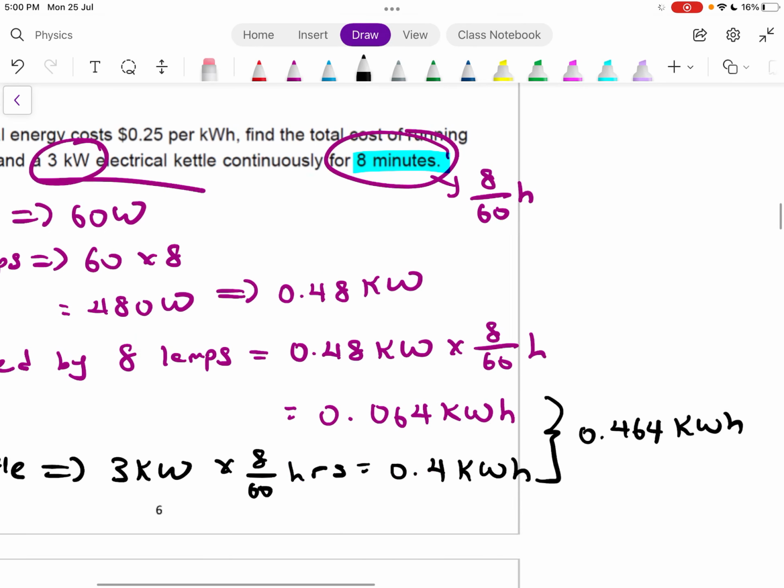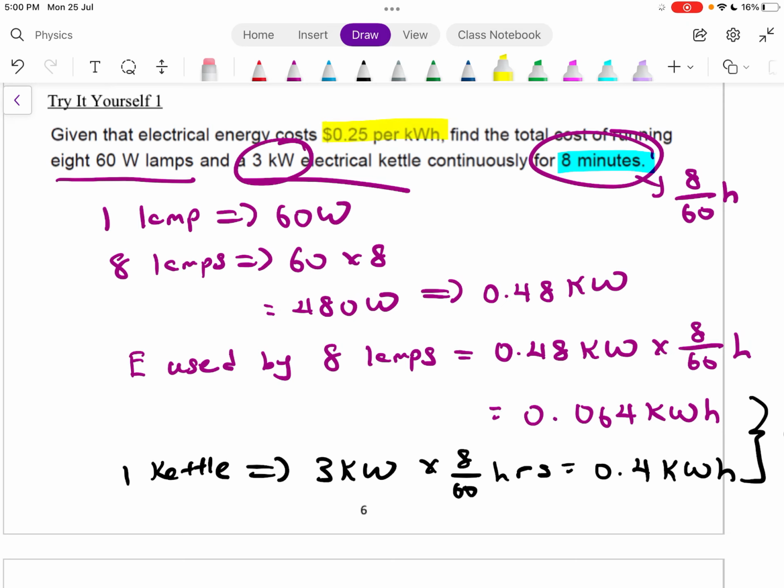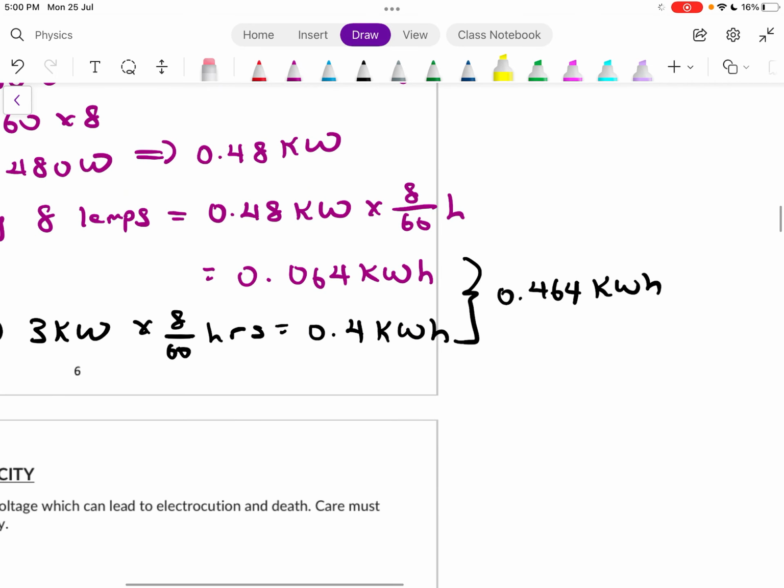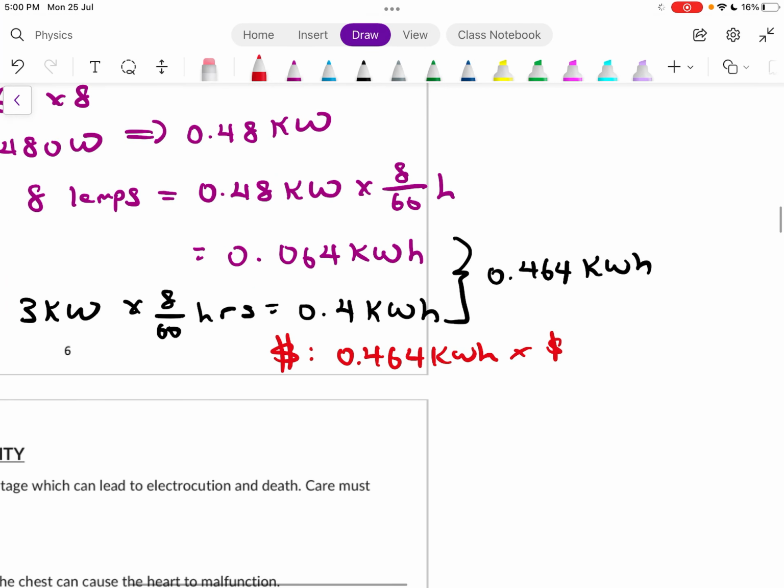Next we want to calculate the money. They say 1 kWh costs me 25 cents. So what is the total cost I must pay? The money is equal to 0.464 kWh multiplied by 25 cents, which is roughly 11.6 cents. Of course, you must make it 2 dp because money is only 2 dp, right? So 12 cents. That's how we calculate the cost from kWh.